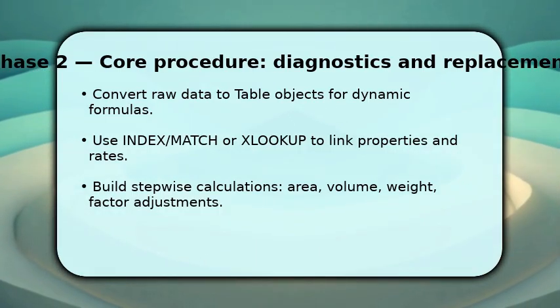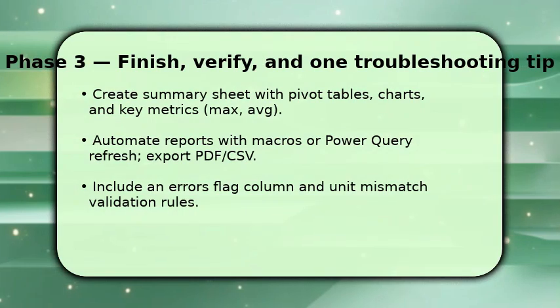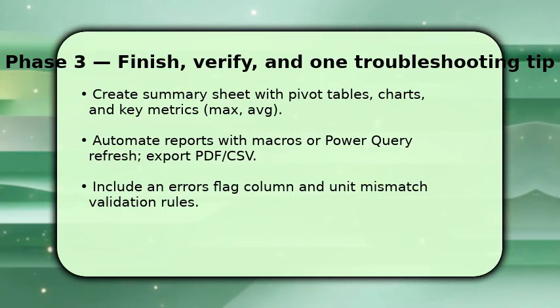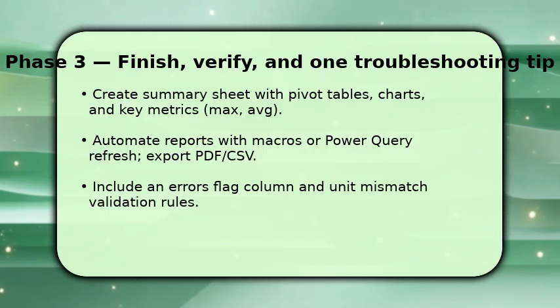You finish by producing clear outputs and guarding against mistakes. Build a summary sheet using pivot tables and charts for quantities, costs, and maximum loads so stakeholders see results at a glance. Automate refresh with Power Query or a small macro to export PDF and CSV deliverables.